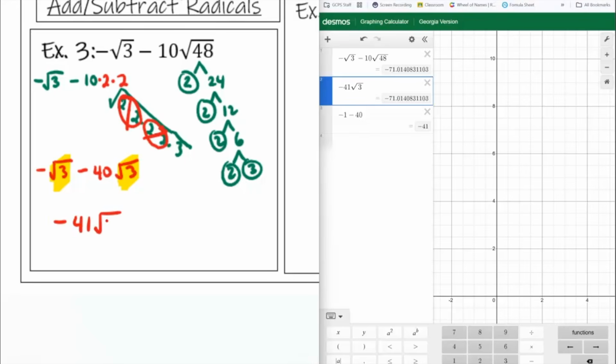So this is going to be equal to negative 41 radical 3. So again, the big thing in this, when you're adding and subtracting, you can only combine if these numbers right here, the radicand, is exactly the same. If they were not the same, you'd leave it just like it is. Okay, but in my case, you can combine. Let's practice.